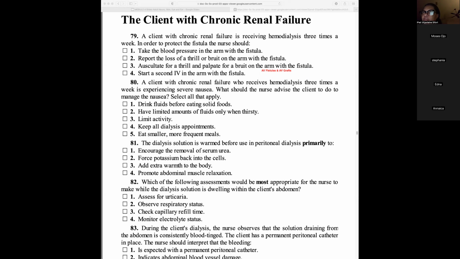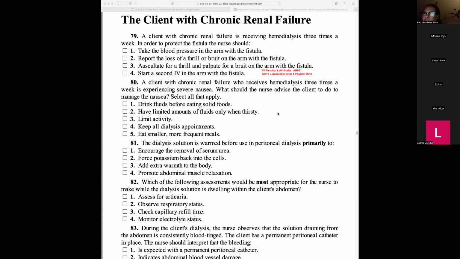Okay, so remember when we're talking about AV fistulas and AV grafts, you have to remember ABPT. What does that stand for? ABPT means you auscultate the bruit and you palpate the thrill. Remember we learned that last class?